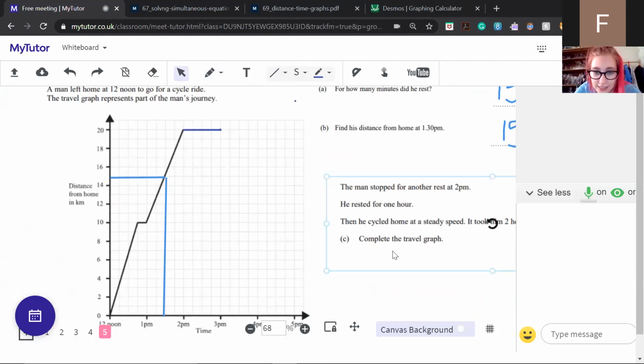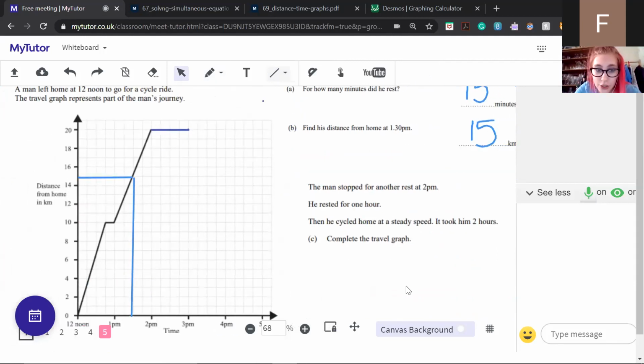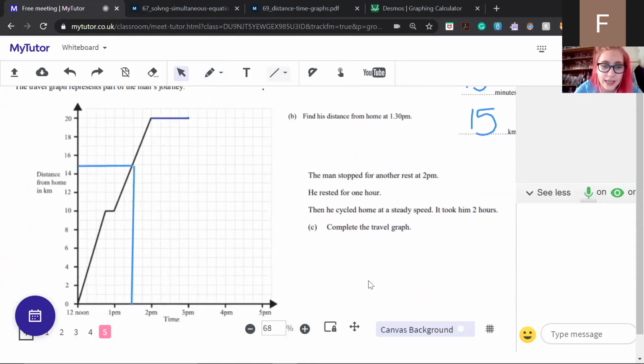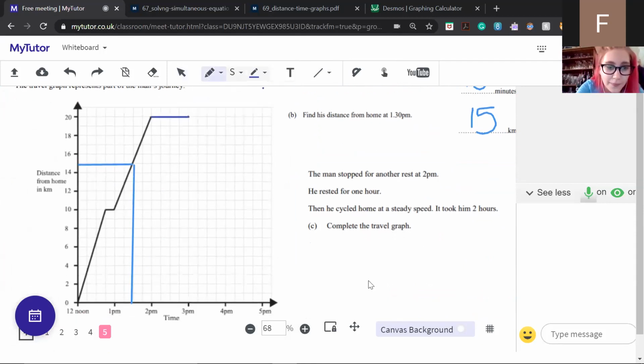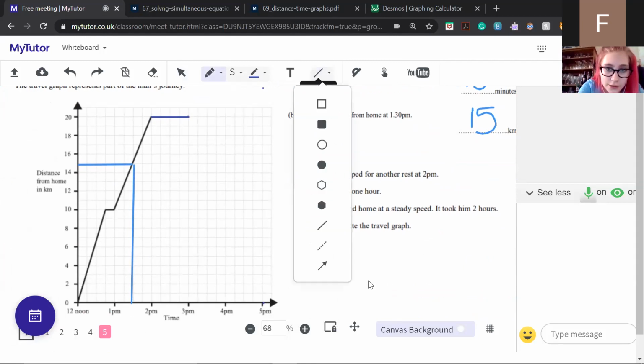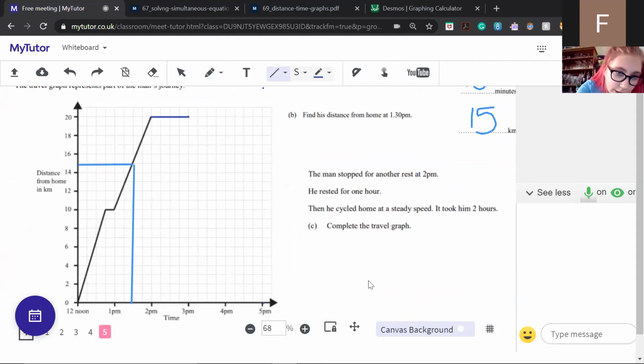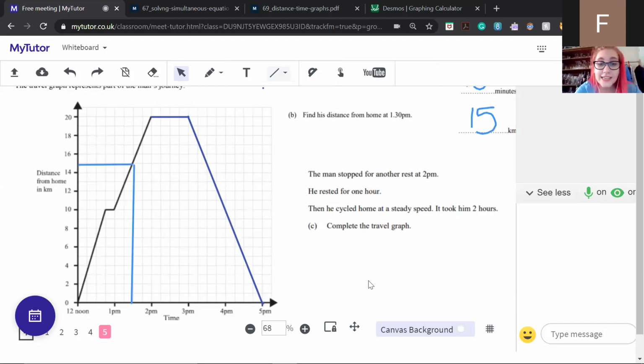And then he cycled home at a steady speed and it took him 2 hours. Well, if he starts at 3 p.m. and it takes him 2 hours, he must have finished at 5 p.m. And he got home at that point. So he goes from where he was when he started off at 3, back home to 5. And it's a steady speed, so we know we're allowed to draw that as a straight line there.